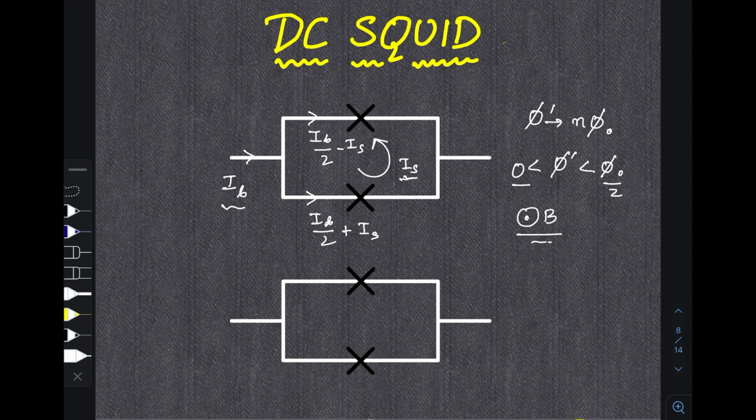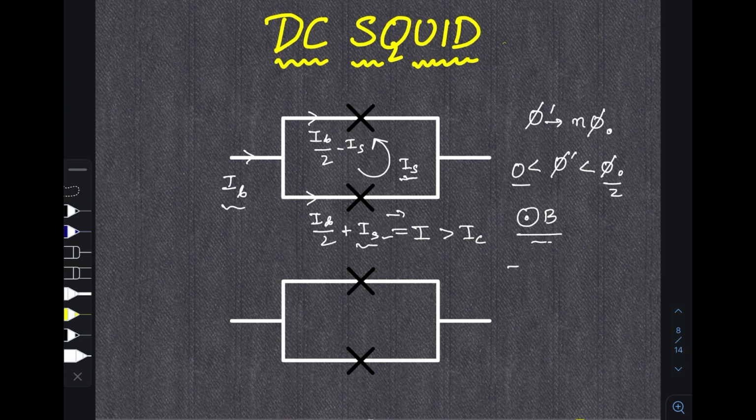Now this creates a problem. While the screening current was not present, the current going through this loop was just IB by 2. But now as an additional current of IS is also added, it might be possible that adding up of current could have increased the total current to I greater than the critical current of the Josephson junction. Basically, IS will add up to IB by 2 and it can become more than IC.